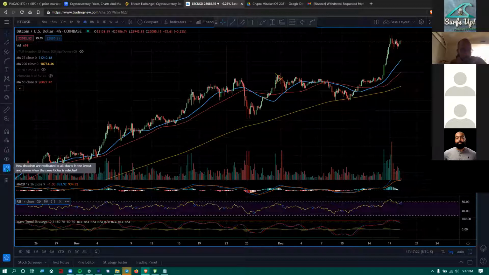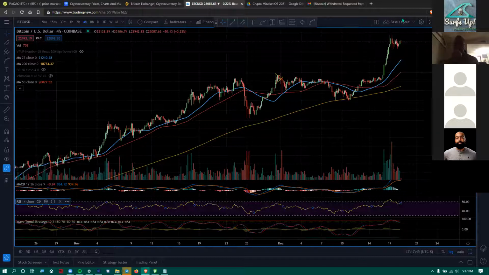Yeah, all this thing does right here is it says that new drawings are replicated to all charts in the layout and shown when the same ticker is selected. So the reason this is on is when I do stuff on this chart, as far as indicators, it'll apply it to all my charts. Okay. So I don't have to go in and put all the indicators on every single chart that I do. That goes along with your base layout. It's like creating your template.